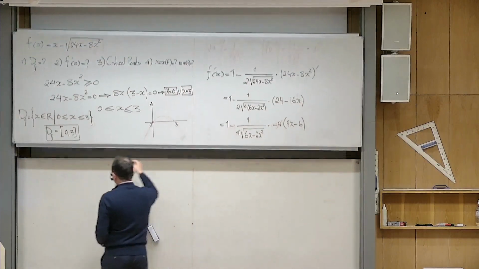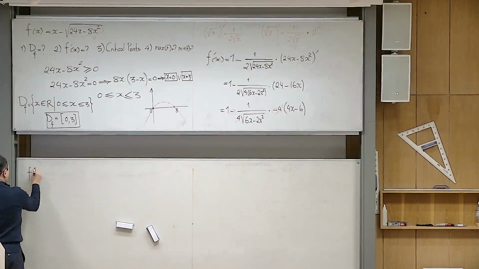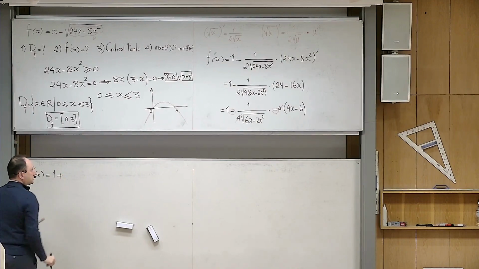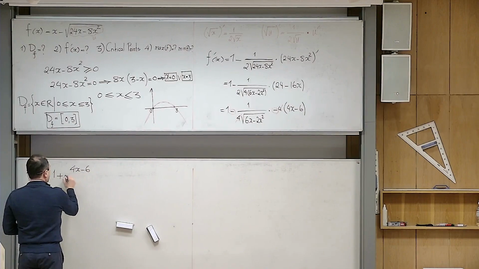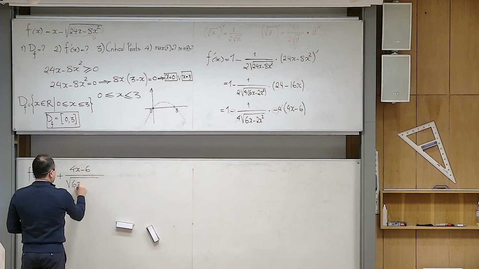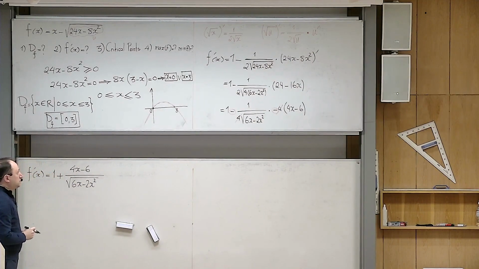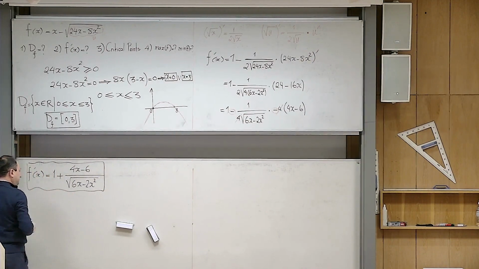So what happens with the derivative finally? My derivative is actually equal to 1 plus, and then in the numerator I have 4x minus 6. In the denominator I have the square root of 6x minus 2x squared. Am I right? Yes. So this is my derivative.